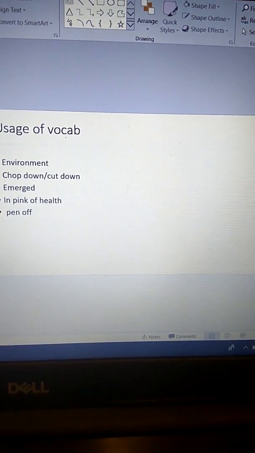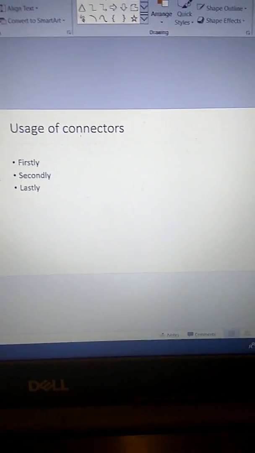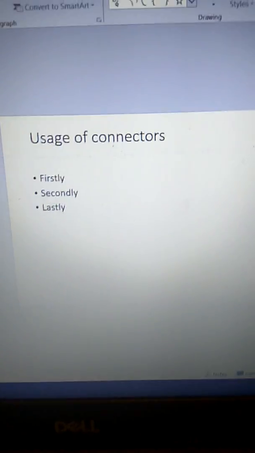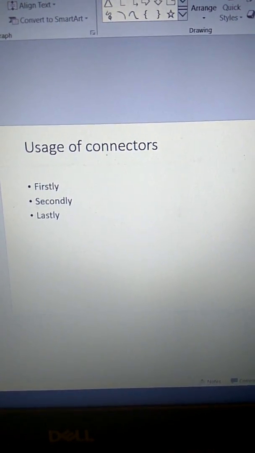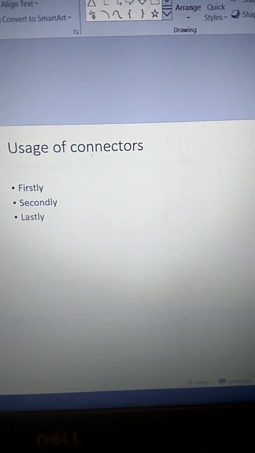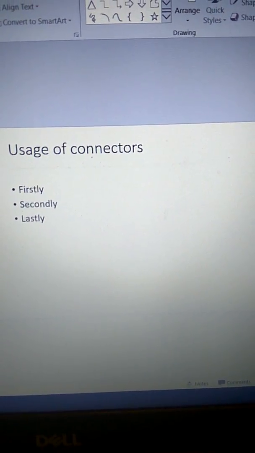Okay, so the connectors that I'm going to be using for this email are firstly, secondly, and lastly. And let's move on to an example.